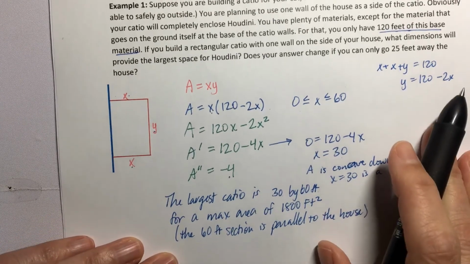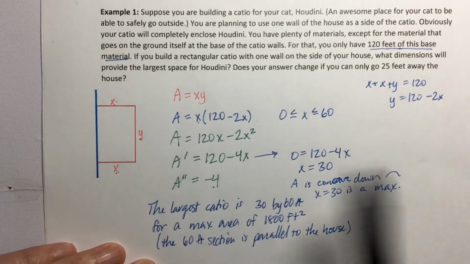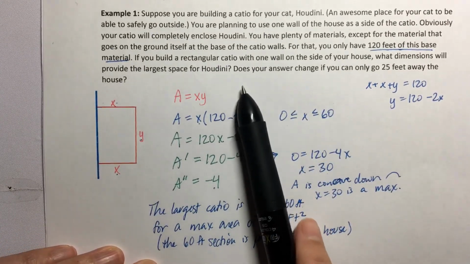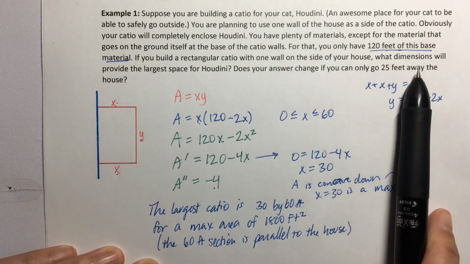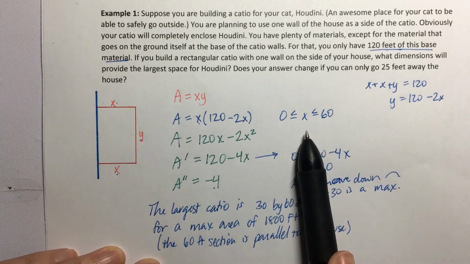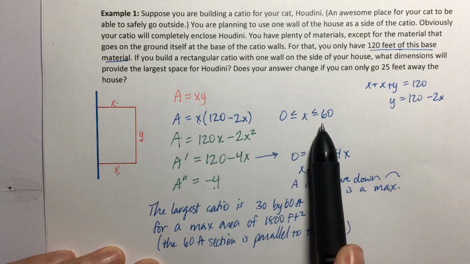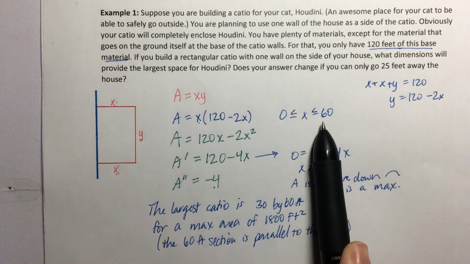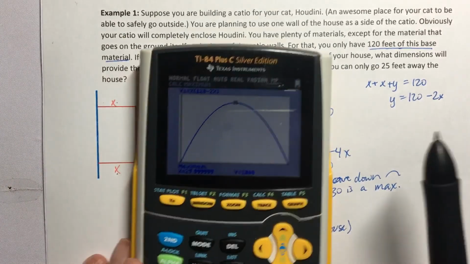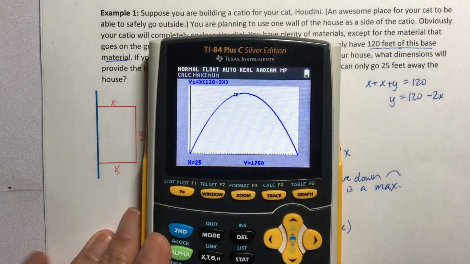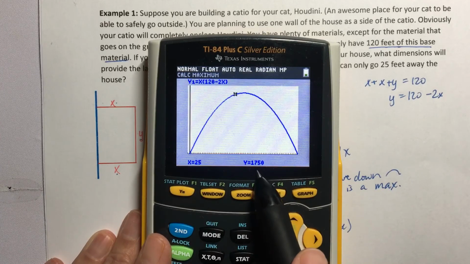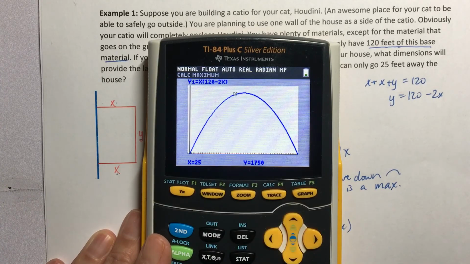So then here is that domain thing again. Okay, so now I added a little bit to this. How does your answer change if you can only go 25 feet away from the house? So if our domain was stuck with 0 to 25, that would definitely change our answer. In fact, if we went 0 to 25, our maximum area would be down to 1750. We couldn't go all the way to that 30.